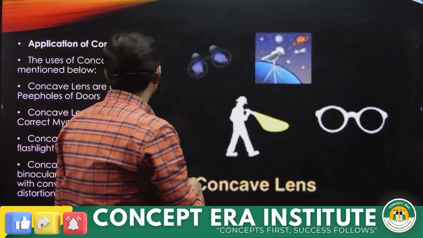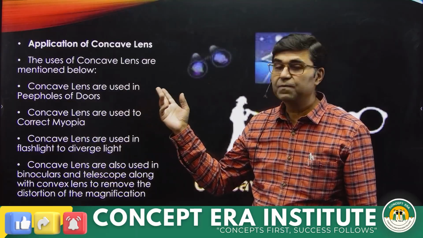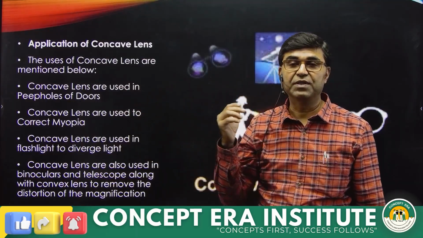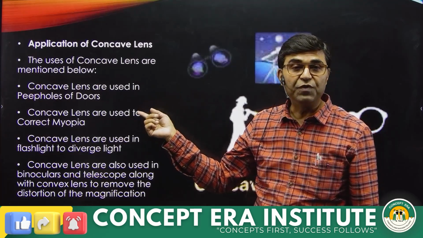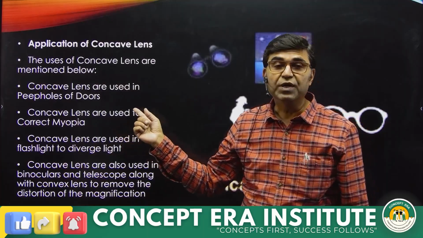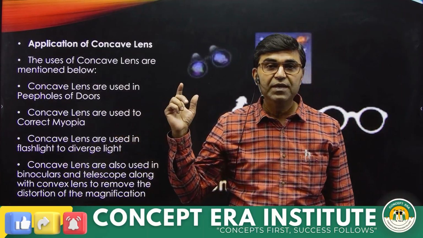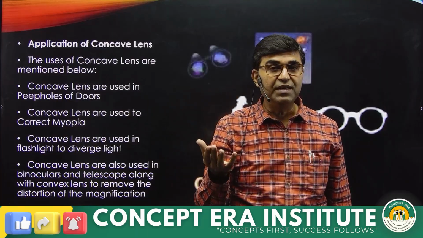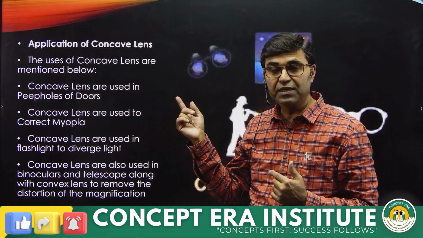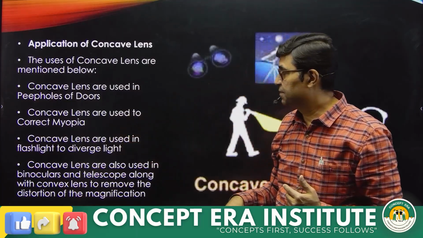Applications of concave lenses. Concave lenses are used in the cat's eye, that is the peephole in the door, from where we see who is the visitor at the door. Used to correct myopia. Myopia is a defect of eye in which the near objects are clearly visible, but the objects that are far away are not clearly visible. For correcting that type of defect, concave lenses are used in the spectacles.